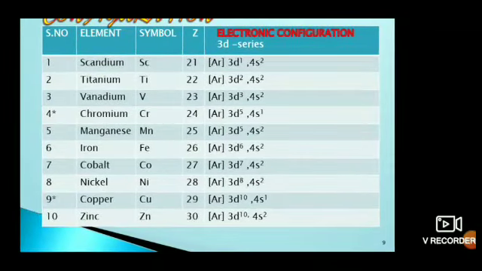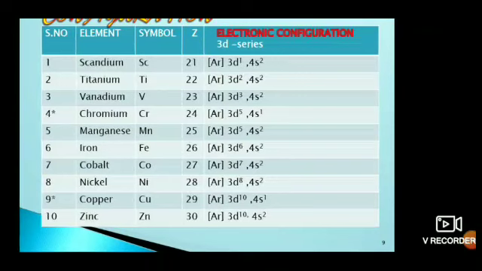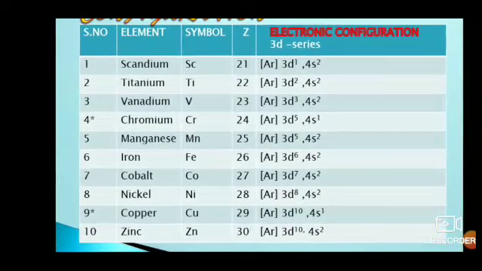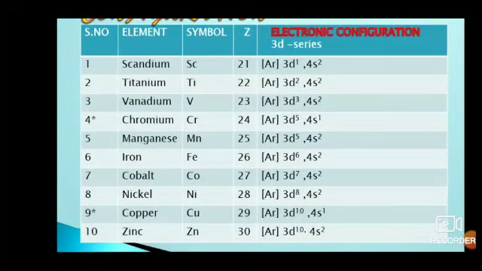In the same way we can observe for copper also, it should be 3d9 4s2, instead it is written as 3d10 4s1 for completely filled extra stable. So this is about the electronic configuration of 3d series.